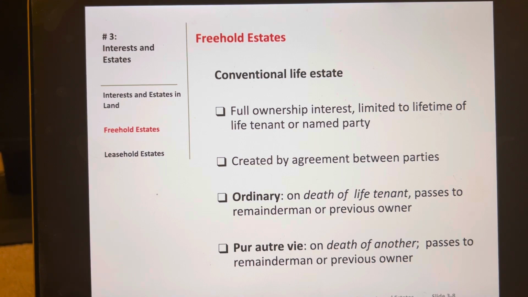Okay. Pur autre vie endures over the lifetime of a third person, after which the property passes to the original owner or the remainderman. If the life is based on another person, we call that pur autre vie. Okay?